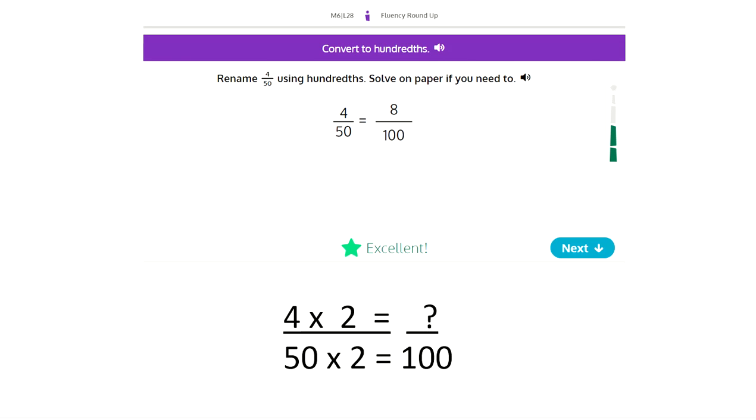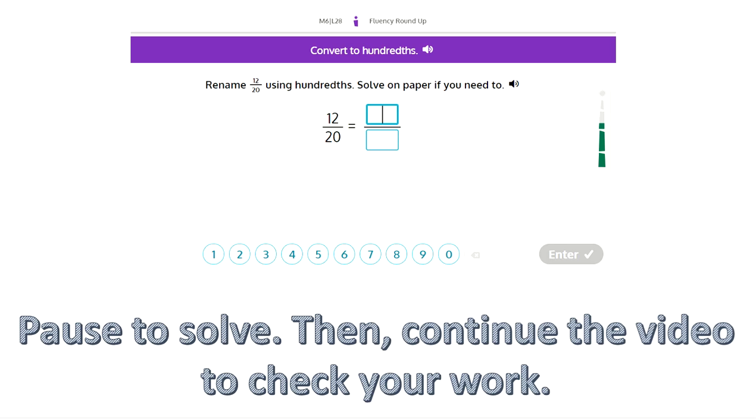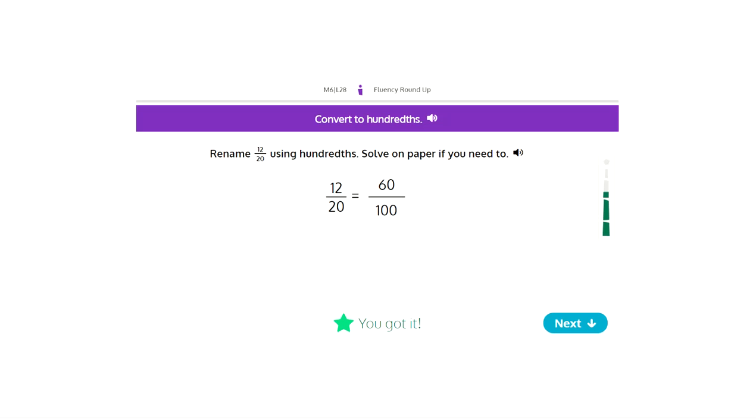And we know that whatever we do to the denominator, we must also do to the numerator. So 4 times 2. That's right, it is 8. So 4/50ths is equivalent to 8/100ths. Try this one on your own. 12/20ths. Rename that using hundredths. Oh, fantastic. I hope you got 60/100ths.